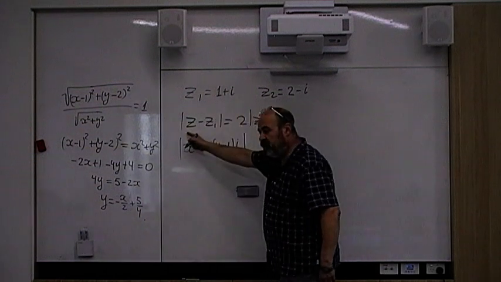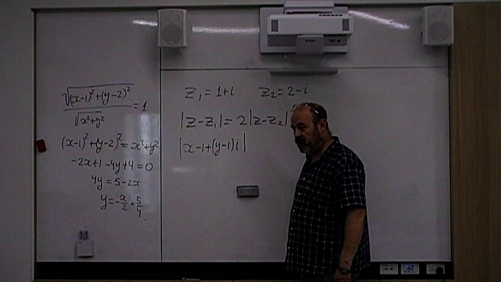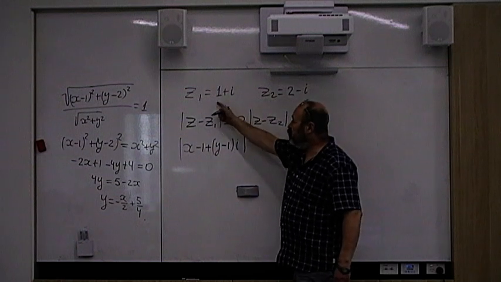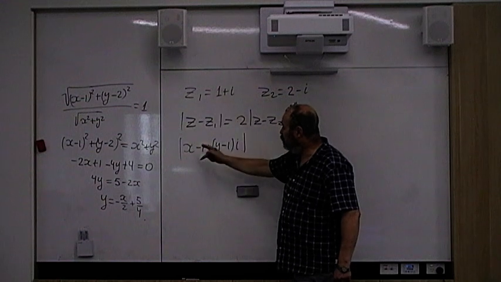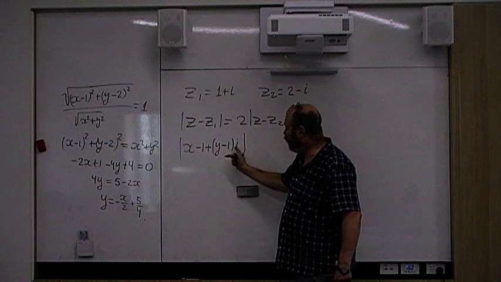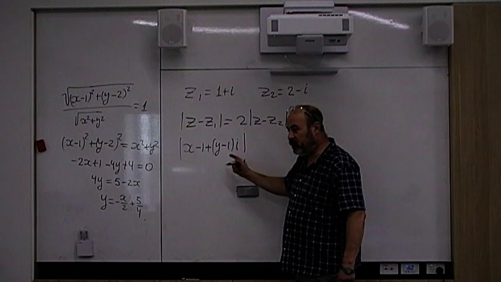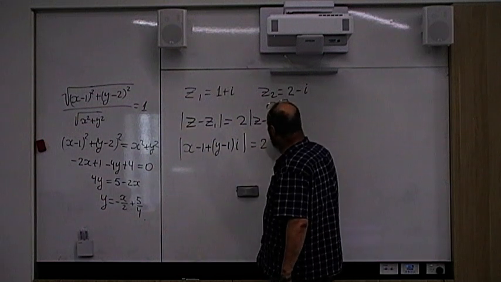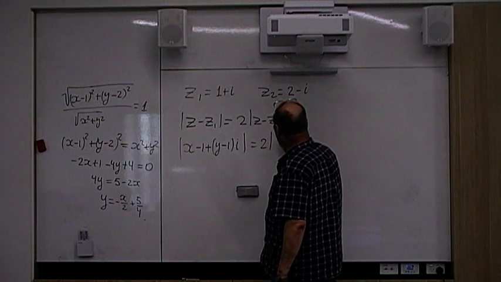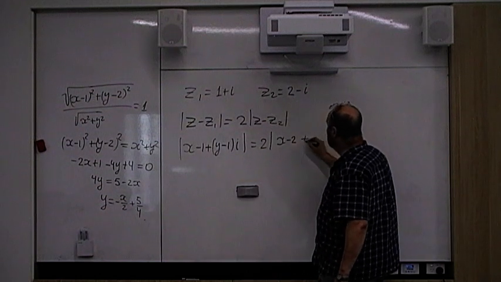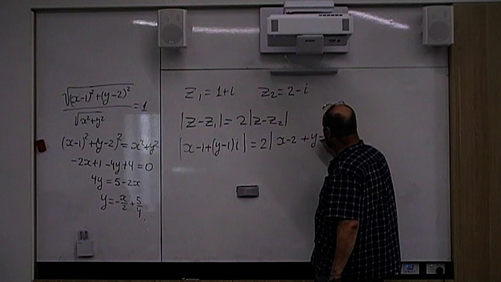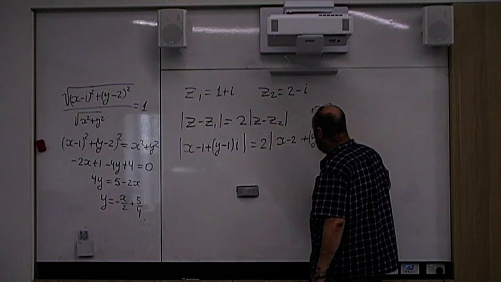I'm replacing z with x plus iy. Z1 is 1 plus i. So we get modulus of x minus 1 plus y minus 1 i equals 2 times modulus of x minus 2 plus y minus 1 i.